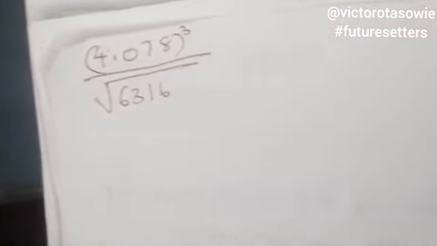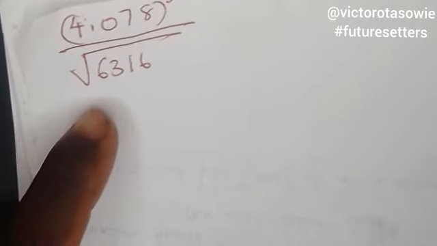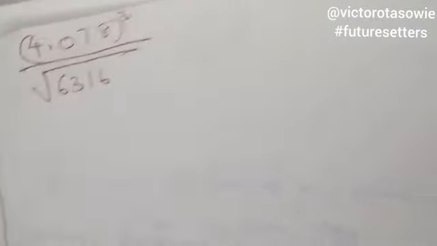We made a video on how to find the logarithm of numbers, but today we are going to use statistical tables to find the logarithm of this question, which we have here: 4.078 raised to the power of 3, divided by the square root of 6316.